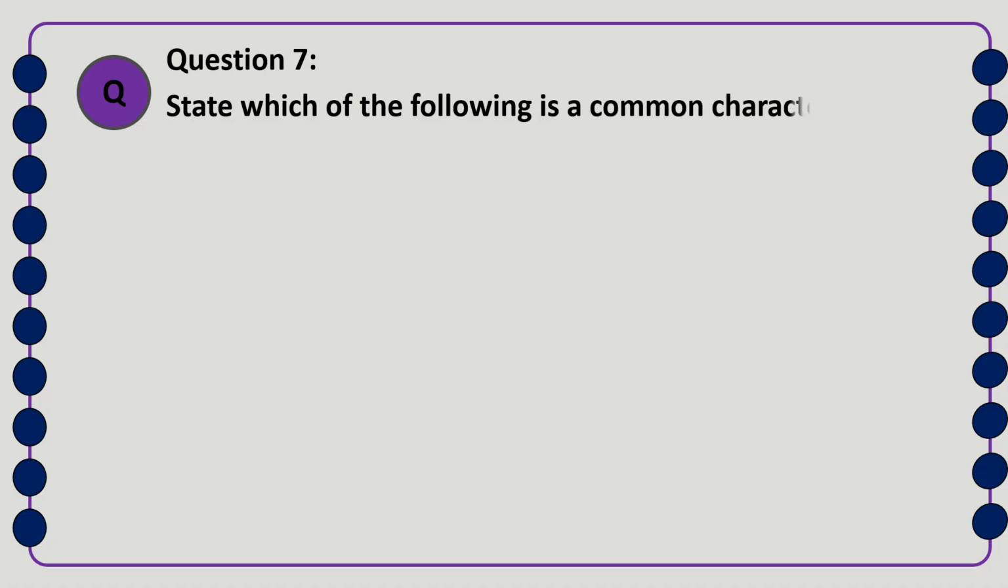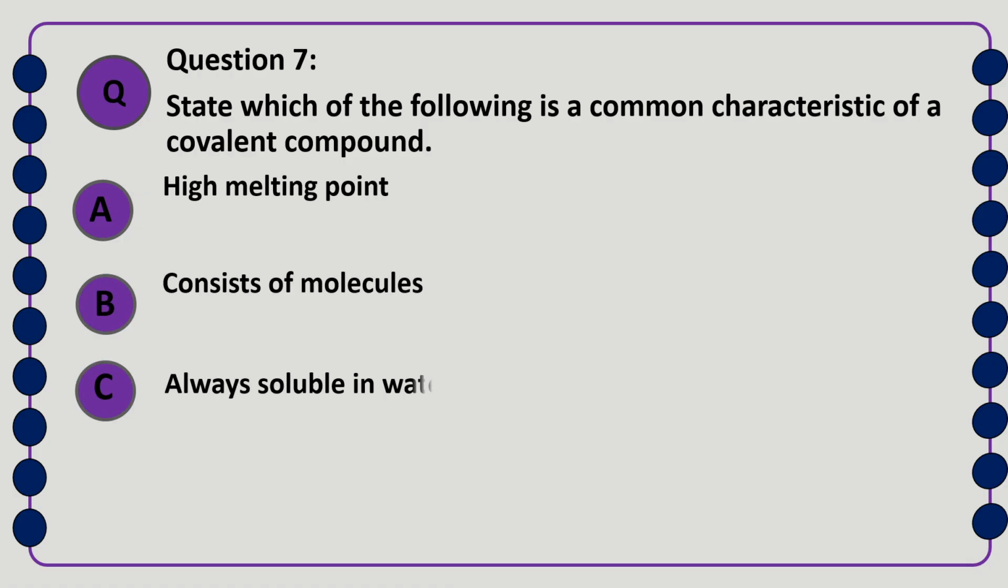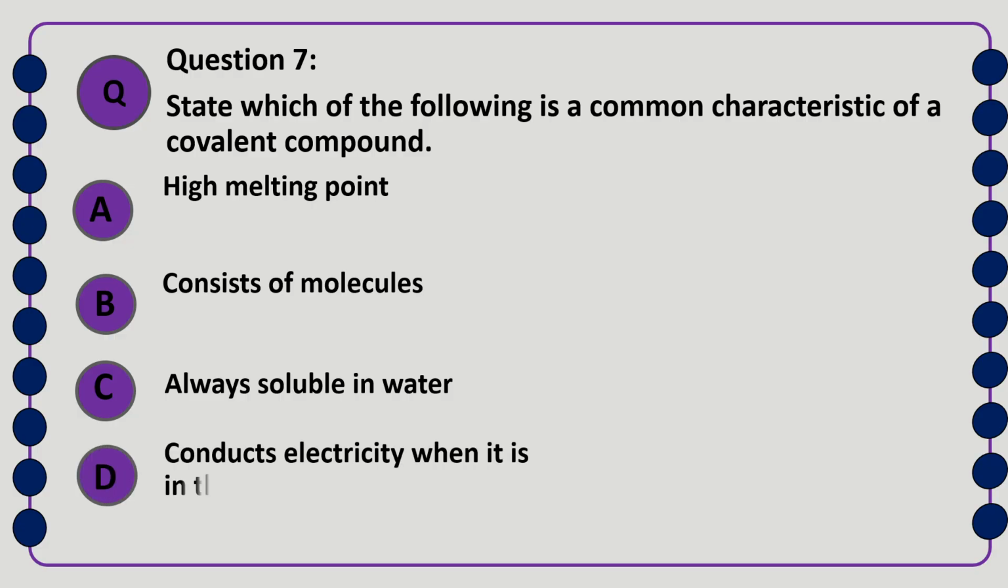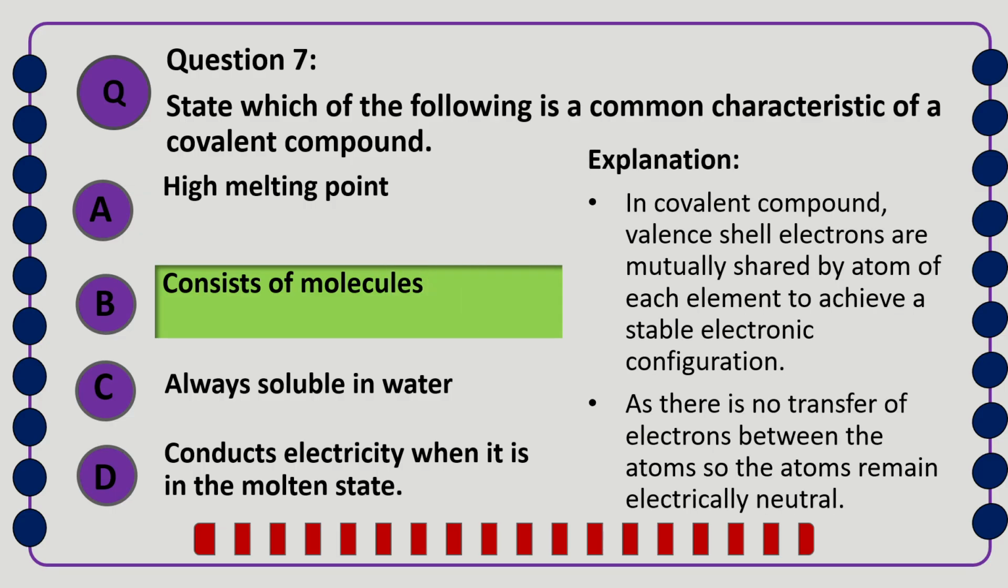State which of the following is a common characteristic of covalent compound. High melting point, consist of molecules, always soluble in water, conducts electricity when it is in the molten state. It's covalent compound. The correct answer is consist of molecules.